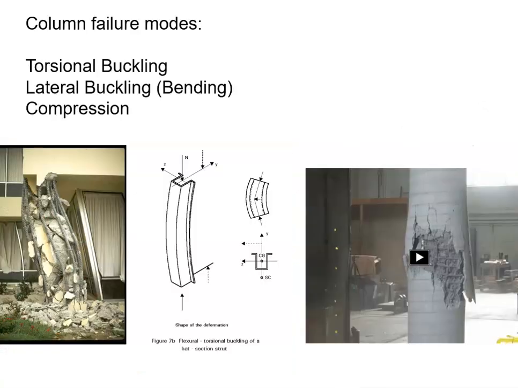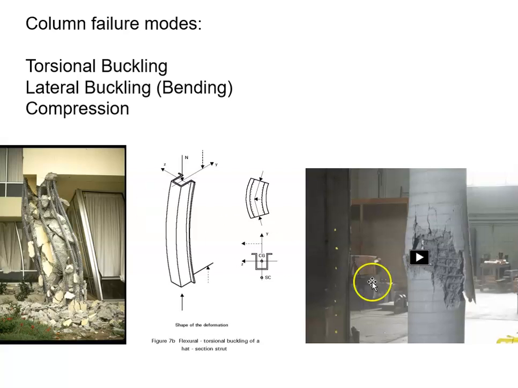Okay, a couple different ways that columns fail: torsional buckling, lateral buckling, and compression. And that's what we see here, these three. With torsional buckling, we see this type of twisting occurring. So this must have been a seismic event, an earthquake that occurred. Lateral buckling or bending, that's here. So lateral is coming in from the side, right? This is the primary axis of the column, and columns are loaded in line with their axis, and then lateral refers to sideways, essentially. So it's moving to the side, buckling or bending.